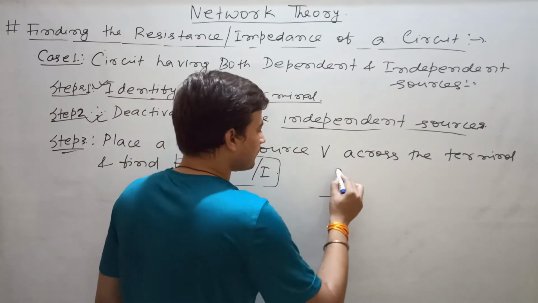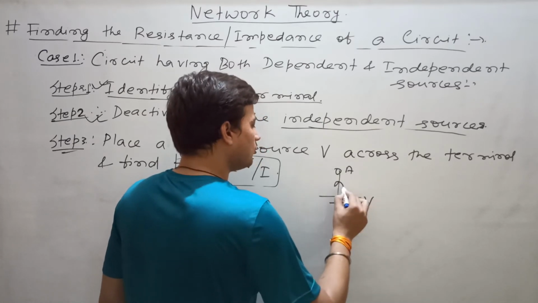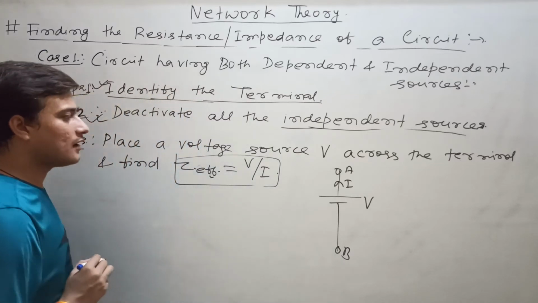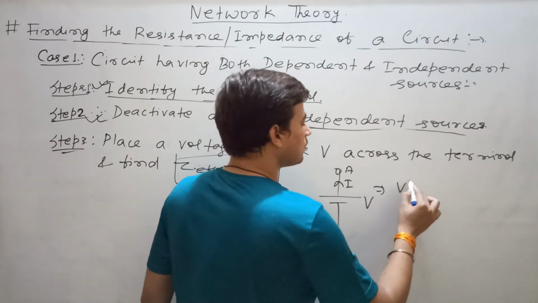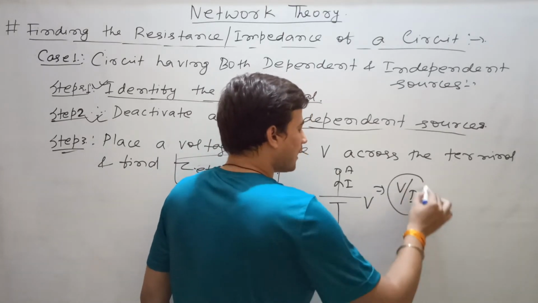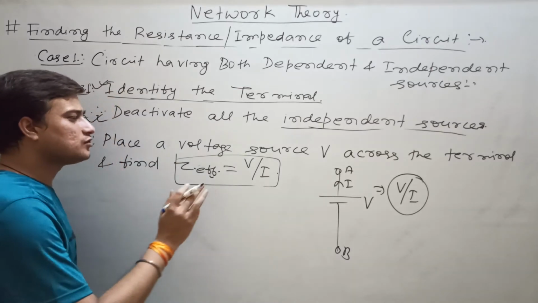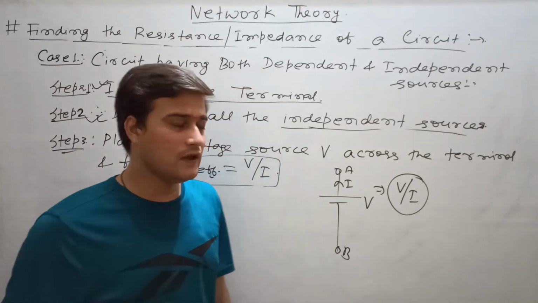Suppose you are having the terminal A and B, then you will place a voltage source V. You will write here the current coming out through the battery will be I, and then you will write Z effective will be equal to V by I. That means anyhow you will have to manage to find V divided by I. That means the relation between V and I.